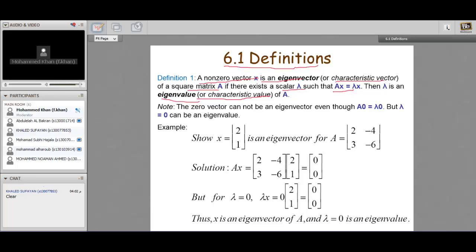So the zero vector cannot be an eigenvector, even though A0 is equal to lambda 0, but lambda equal to 0 can be an eigenvalue.